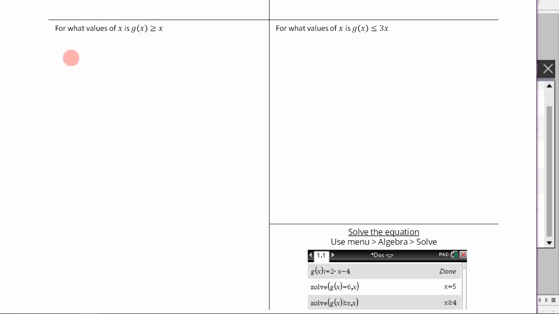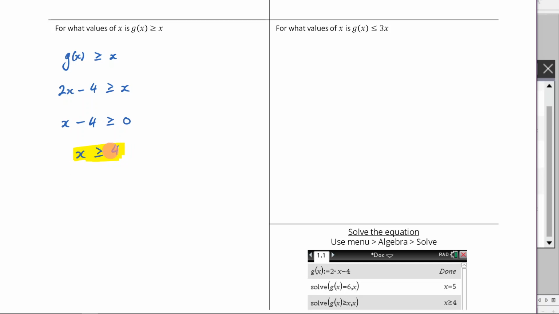So I'm going to come here and I'm going to go g of x is greater than or equal to x. Now g of x is just 2x minus 4 is greater than or equal to x. And yet again, I'm just trying to get x by itself. So I'm going to minus x from both sides. That's going to leave me with x minus 4 is greater than or equal to 0. And then I'll plus 4 to both sides. So x is going to be greater than or equal to 4. So that's going to be my answer. x is going to be greater than or equal to 4.